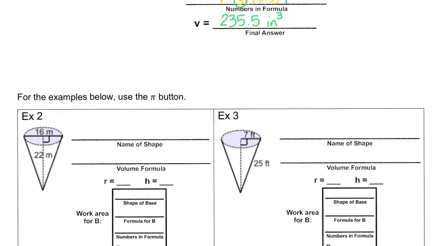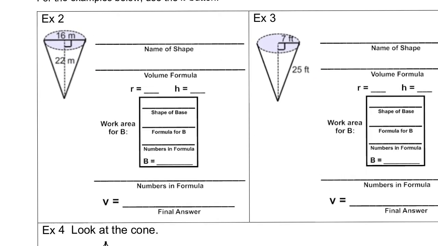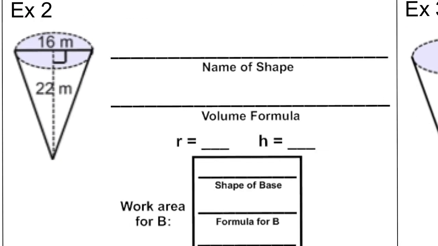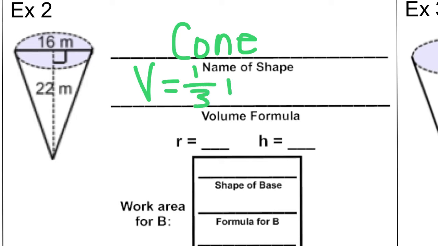Let's continue with example 2. Remember to use the pi button. So the name of the shape is a cone. The volume formula for a cone is 1/3 area of the base times height.